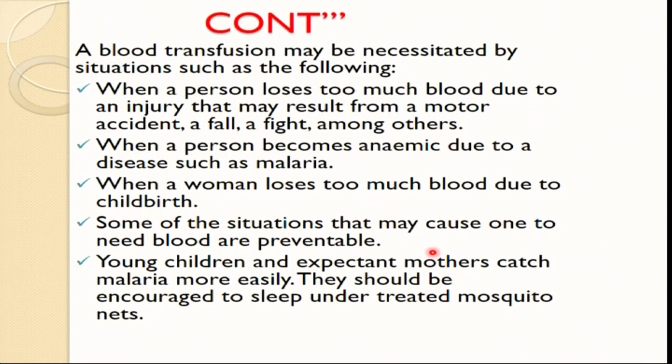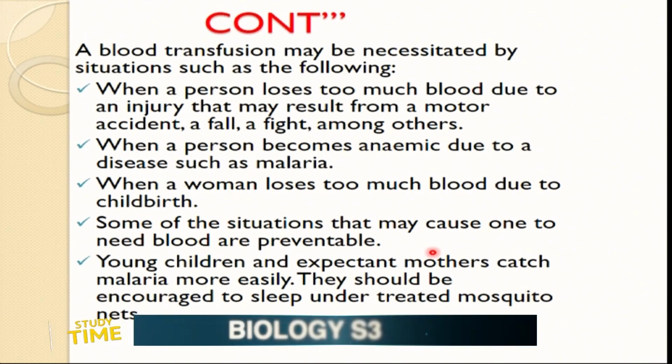So let's go to what is required when you are doing a blood transfusion. There are a number of processes. Why do we need a blood transfusion? When a person loses too much blood, maybe due to an accident or an injury, such as a motorcycle accident, falling down, or fighting, it can lead to loss of blood. In that case, a patient may need blood.